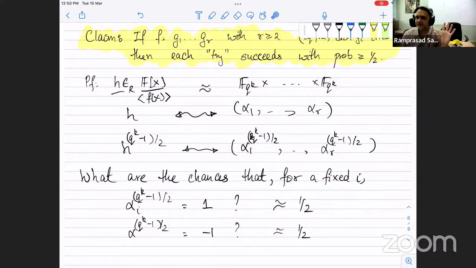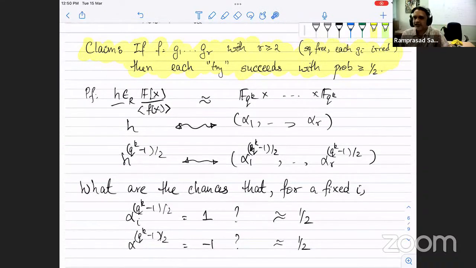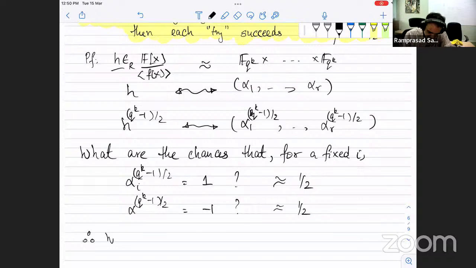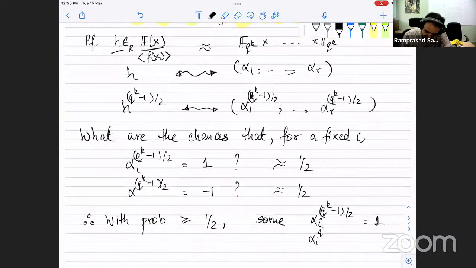Okay, is that clear so far? In fact, with at least a probability of half, one of them will be plus 1 and one of them will be minus 1, because the chance that all of them are equal to plus 1 is something like 1 by 2^r, and the chance that all of them are minus 1 is also another 1 by 2^r. So the remaining probability is at least a half if you do the right calculation. Okay, so therefore, with probability at least a half, some alpha_i^((q^k-1)/2) is equal to plus 1, and some alpha_i^((q^k-1)/2) is equal to minus 1.